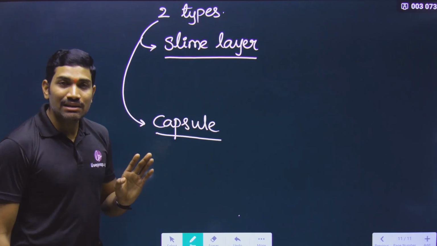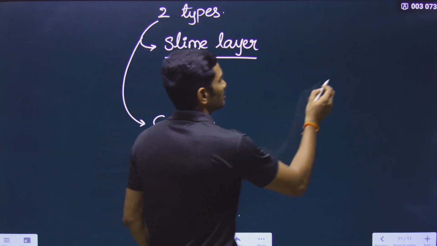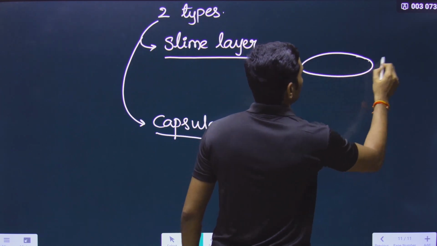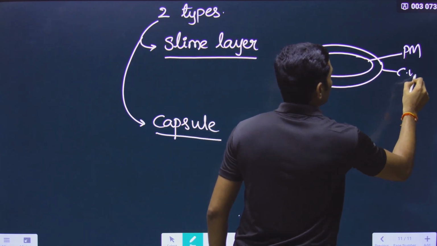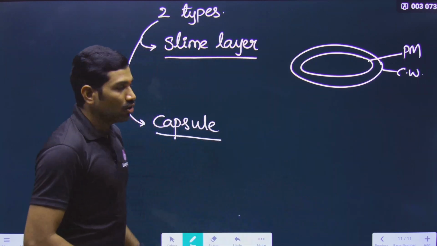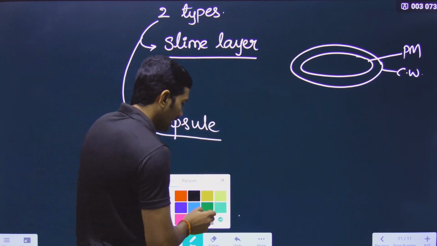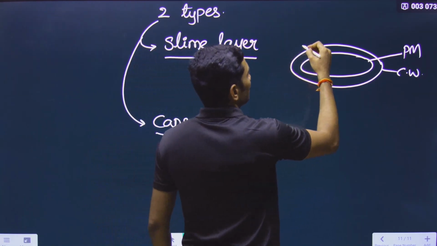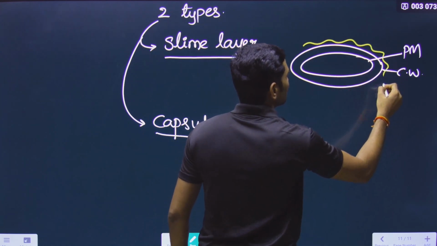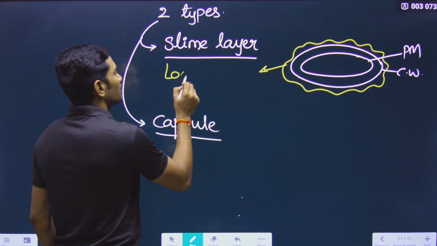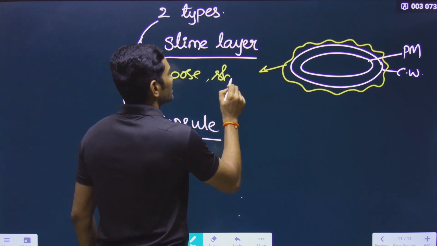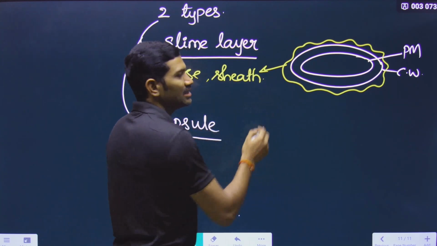When we will use the term slime layer, observe this. Suppose this is the plasma membrane, and around this the cell wall is present. Fine. Outside the cell wall, glycocalyx is there. And if this glycocalyx is a loose sheath-like structure, sheath or sheet, anything you can say.